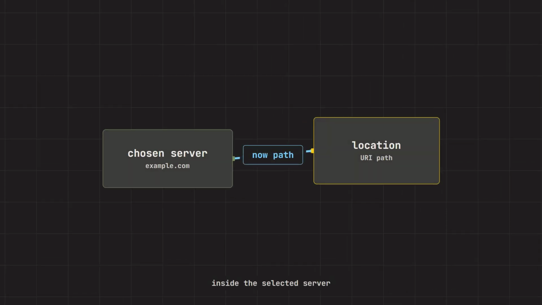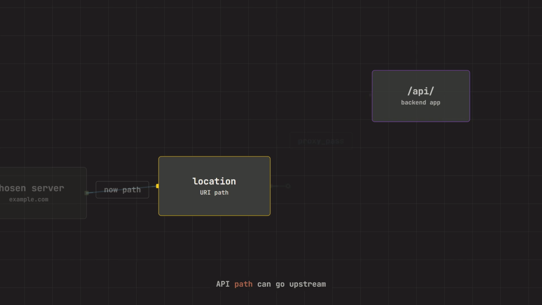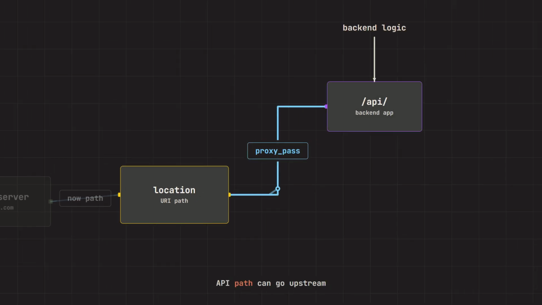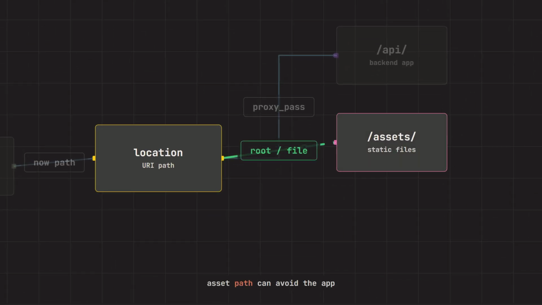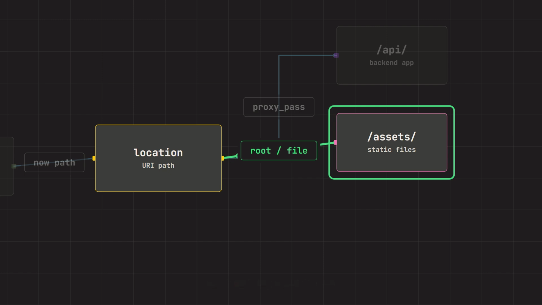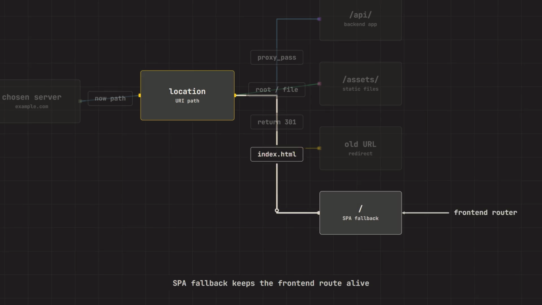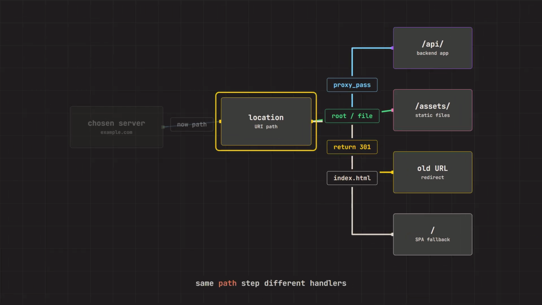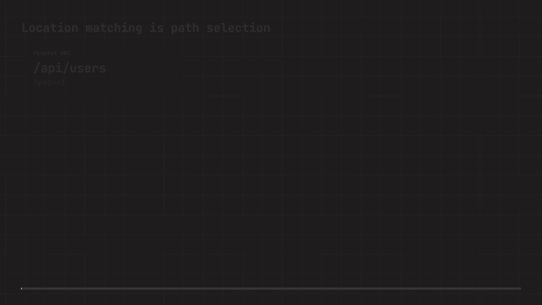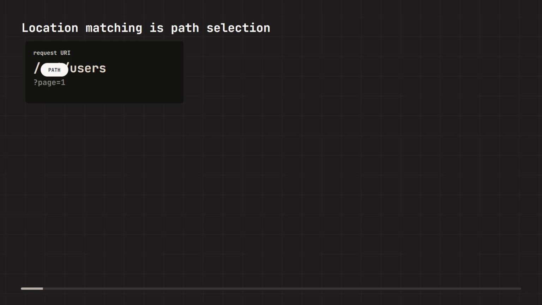Now, once the correct virtual server is selected, Nginx can look at the request path. If the browser asks for an API path, Nginx can send it toward the backend application. If the browser asks for an image, style sheet, or JavaScript bundle, Nginx can serve it from disk. If the browser asks for an old URL, it can redirect it. If the site is a single-page application, Nginx can fall back to the main HTML page so the front-end router can take over. The path decision is usually handled through location matching.